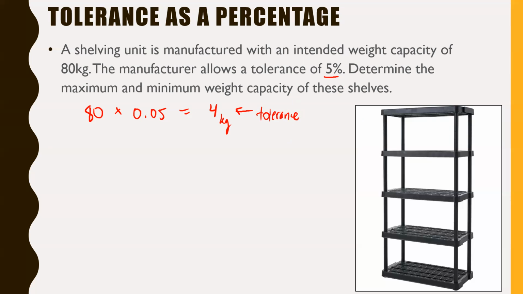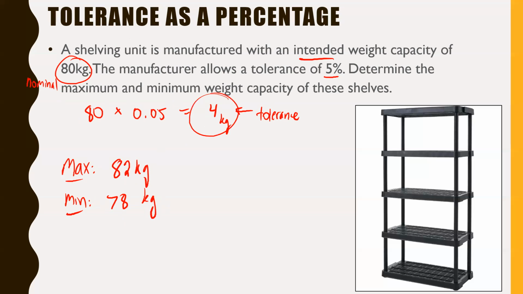Now, remember, your tolerance is your difference from your minimum value to your maximum. We know 80 kilograms is what the intended weight capacity is. In other words, 80 kilograms is what we would refer to as being our nominal value, right? Tolerance goes from minimum to maximum. Nominal sits right in the middle. So we should take our tolerance and cut it in half and add it and subtract it from our nominal value. So our maximum here would be 80 plus half of 4. So that would be 82 kilograms. And our minimum acceptable value would be our nominal minus half our tolerance. So that would be 78 kilograms. Notice the difference from our maximum to our minimum is that tolerance of 4 kilograms.